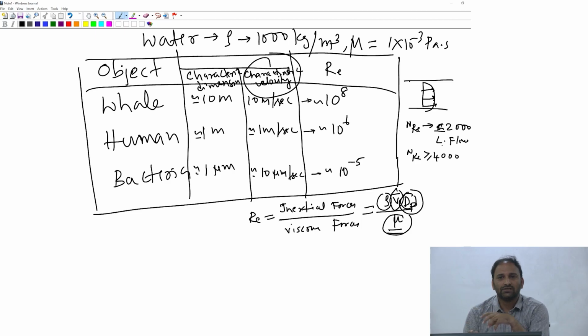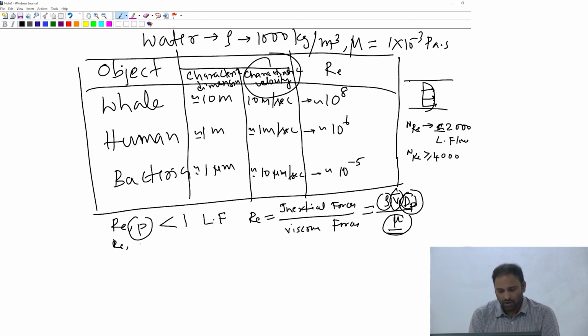In the case of fluid particle systems, these numbers get a little shifted. Typically when you refer to Reynolds number as Re with p as a subscript, that means it's a particle Reynolds number. If the particle Reynolds number is less than 1, that is your laminar flow condition. If your particle Reynolds number is greater than 1000, that's your turbulent flow condition, and anything in between is going to be your transition regime.